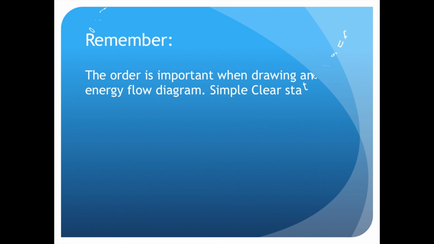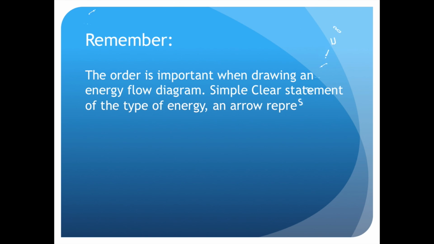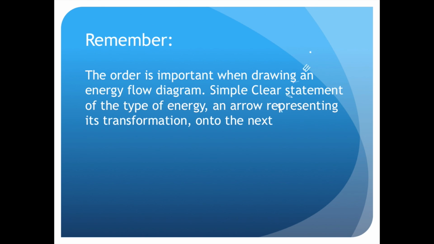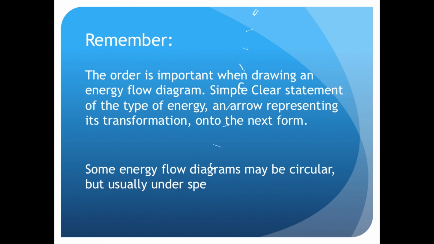So we have to remember the order is important when drawing an energy flow diagram. Just a simple, clear statement of the type of energy, and an arrow representing its transformation onto the next form. Some energy flow diagrams may be circular, but only under special circumstances. There you go.